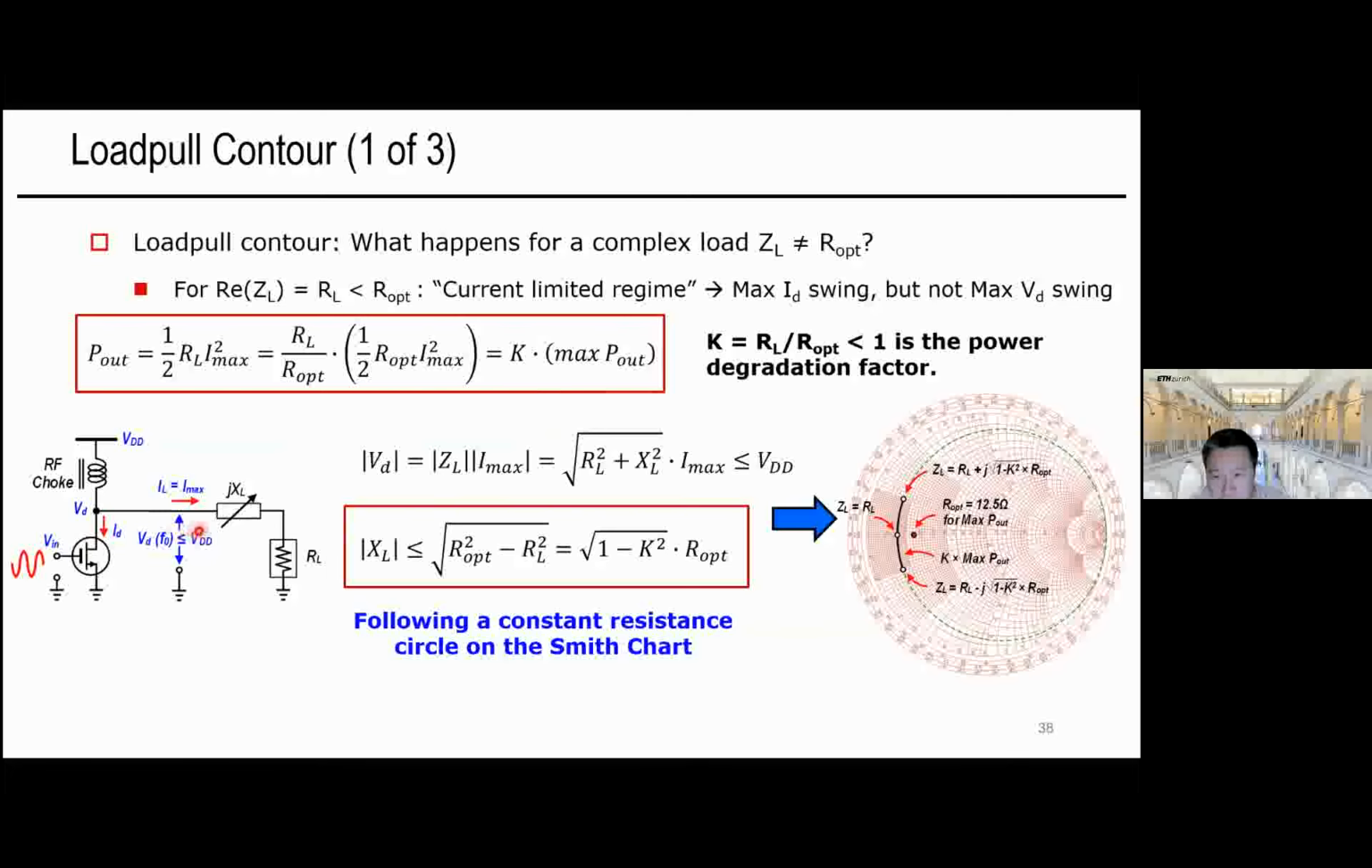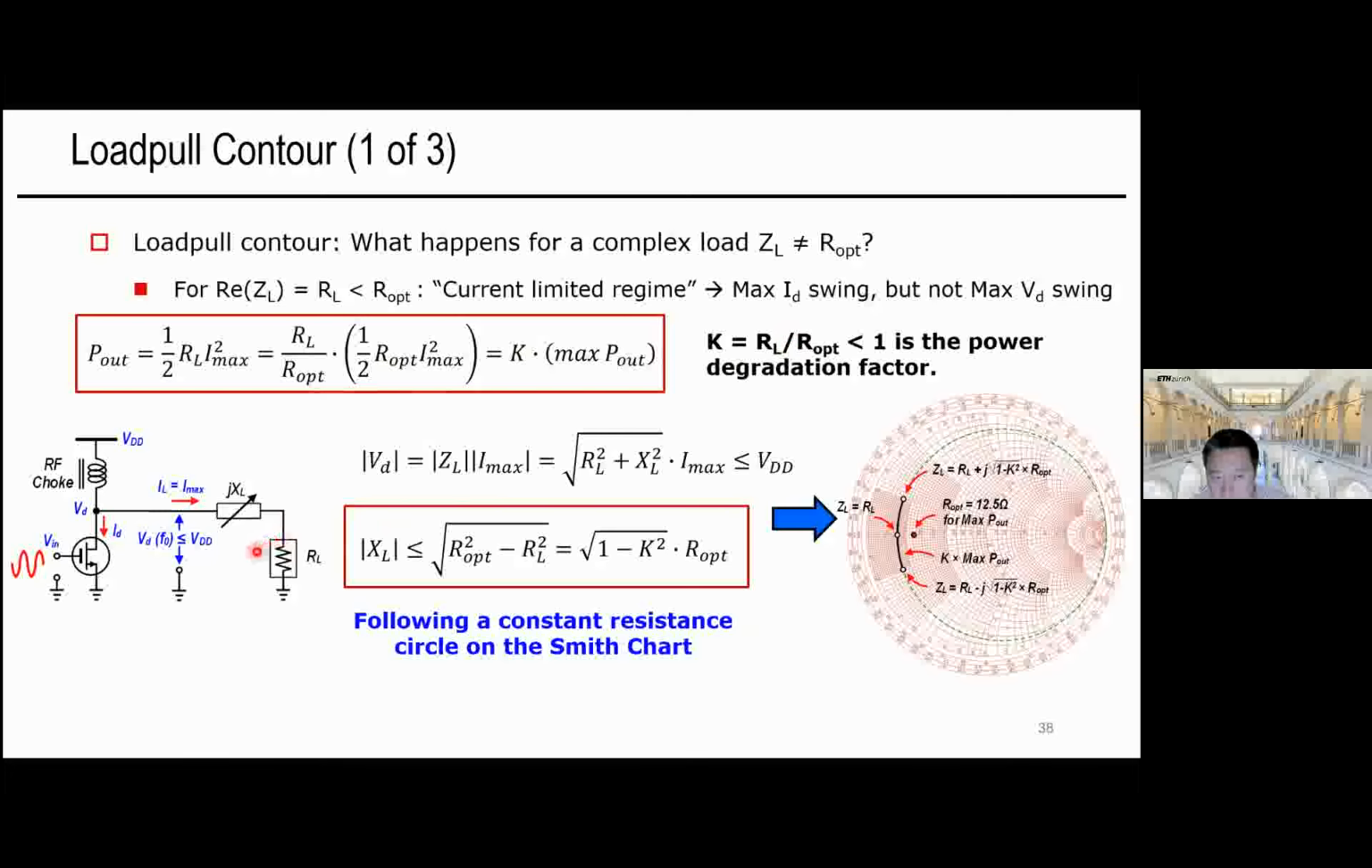Let's assume that the real part of the mismatched complex load ZL is RL, which is smaller than R optimal. Therefore, in this case the device will operate in the current limit regime, pumping out the full current but without reaching its maximum output voltage. The output power can be calculated as 1/2 R optimal times Imax squared, which is K times smaller than the maximal output power. K equals RL divided by R optimal, which is smaller than 1, and here we can define K as the power degradation factor.